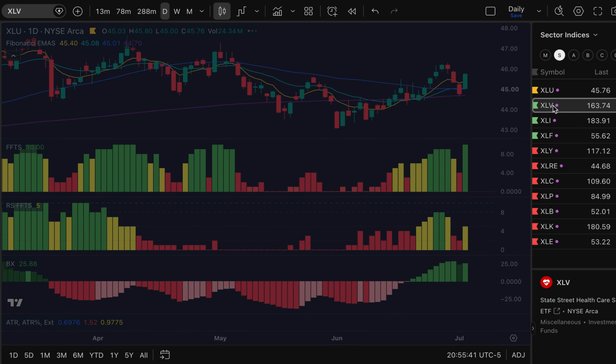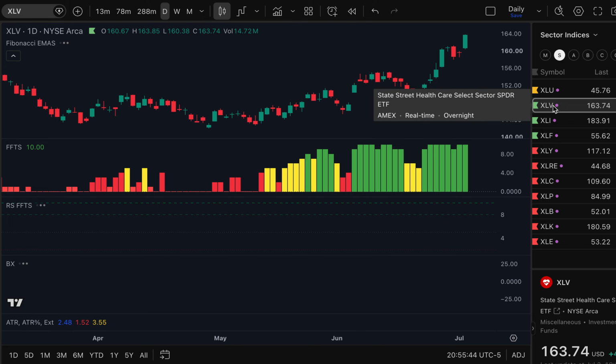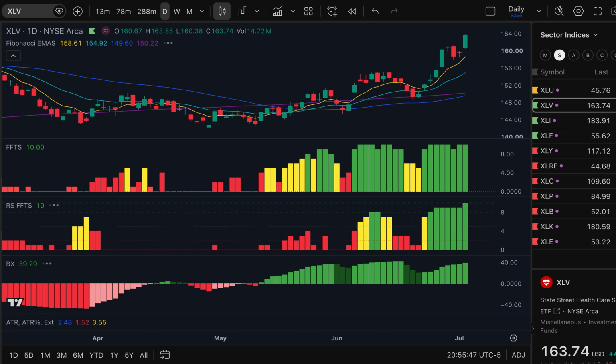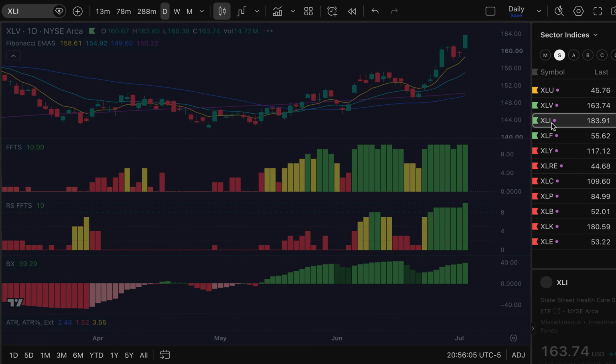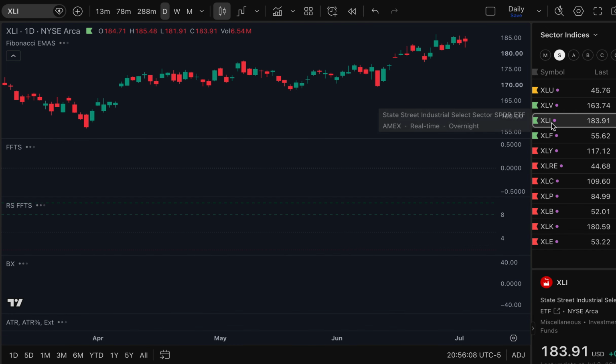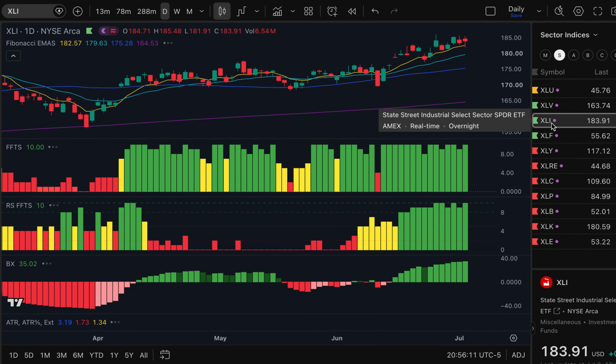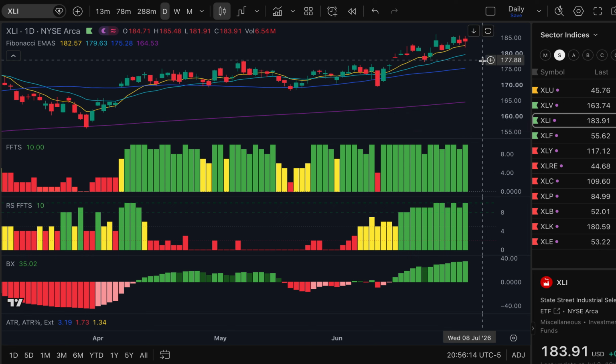Next is the healthcare sector, XLV, breaking out, looking perfect, 10 out of 10, and green momentum. One of the strong sectors currently. Next is the industrial sector, XLI, looking perfect. Not breaking out as obviously as XLV, but perfect alignment for trend and momentum.